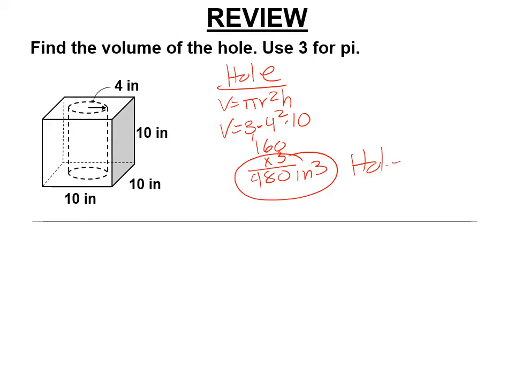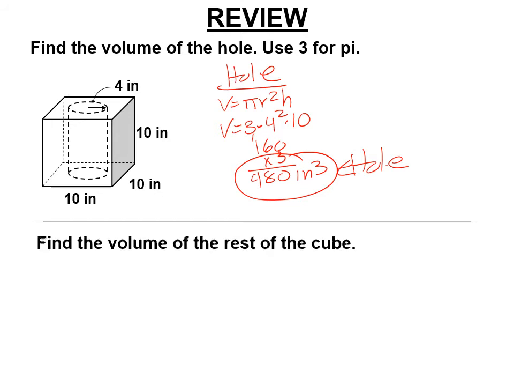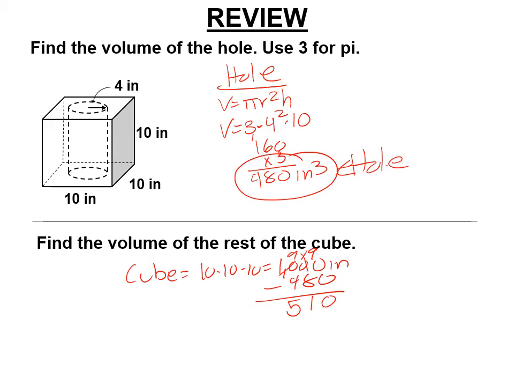I better label that. All right, so now find the volume of the rest of the cube, right? So the cube equals 10 times 10 times 10, which is 1,000 cubic inches. So then we have to take away the hole. Right, we have to do some borrowing here. That becomes a 9, that becomes a 9, and we get a 0, a 1, and a 5, and it's 510 cubic inches for the rest of the cube.